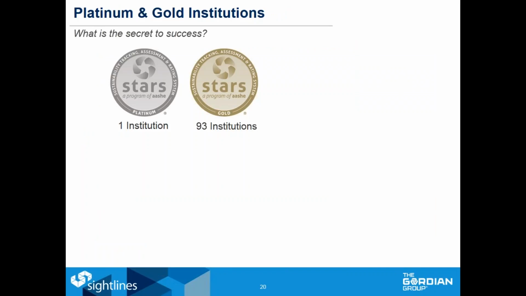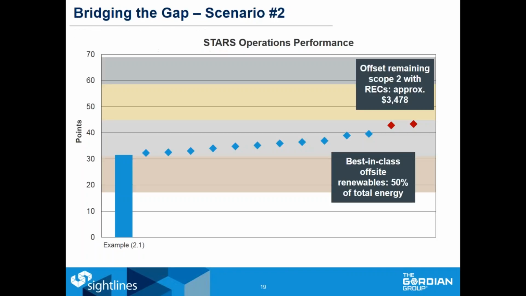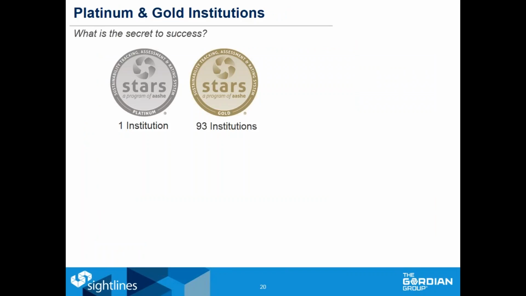But you'll see, excuse me, I'm going to go back one slide. You'll see that after all these suggestions, they're still just short of that gold status for their STARS ranking if they were to implement all those small incremental changes we talked about in the next 3 years. So to put their minds at ease that you could still be a top performer from an operations perspective, we started taking a look at the institutions that had earned the most points in the STARS system. So far, 1 institution has earned STARS Platinum, 93 have earned STARS Gold.